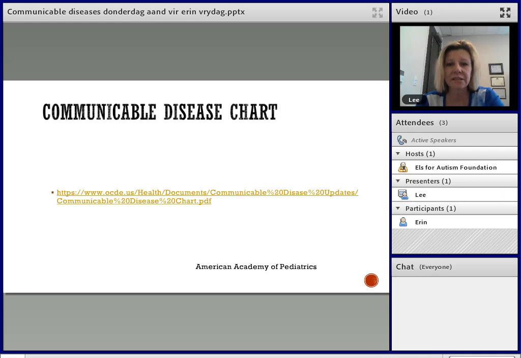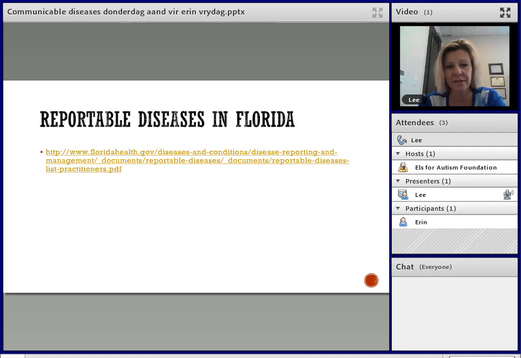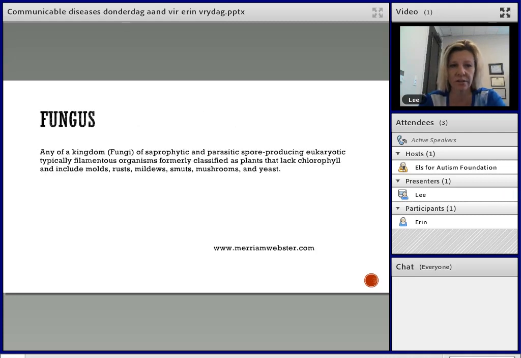So I have a communicable disease chart here from the American Academy of Pediatrics. It is really a good chart if you want to see exactly which disease and their signs and symptoms, and whether or not the child should be excluded from school, and for how long and until when. There are reportable diseases in Florida that you, as a school or as anybody that has staff or children in your facility, need to know about, and it also gives you instructions on how to report any of these diseases.